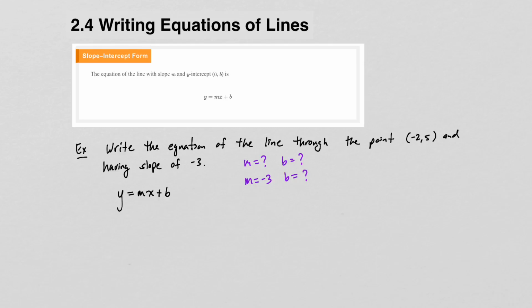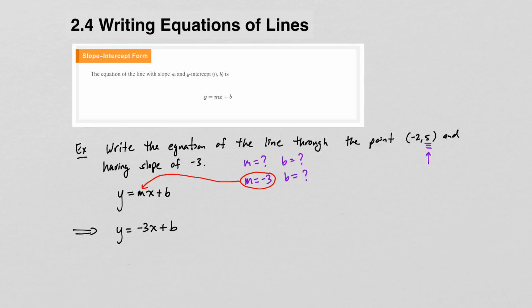And you need to be careful here. You cannot just assume that this number is the y-intercept. To be the y-intercept, the x-coordinate would have to be 0, which it isn't. So we're going to start with substituting the fact that we know the slope is -3. We can put that in here. And that gives us y equals -3 times x plus b.